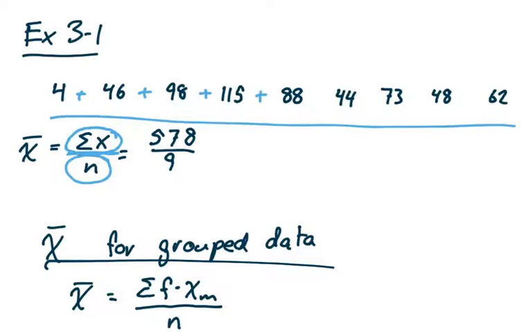Plus 115 plus 88 plus 44 plus 73 plus 48 plus 62. Right? This is the way to summarize all of that long-winded business there quickly. This is just saying, here, add them all up. If you want to get into the details of it, that's what you tell your calculator to do. That's just the scratch work.